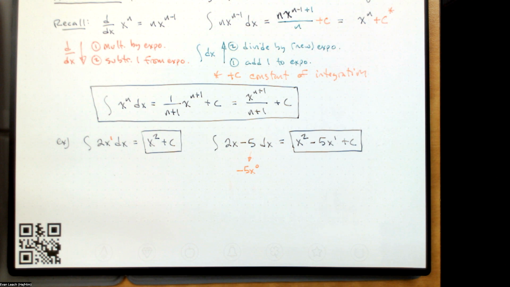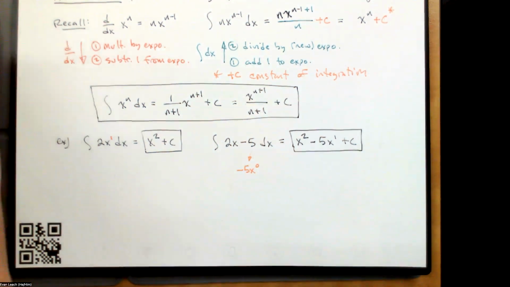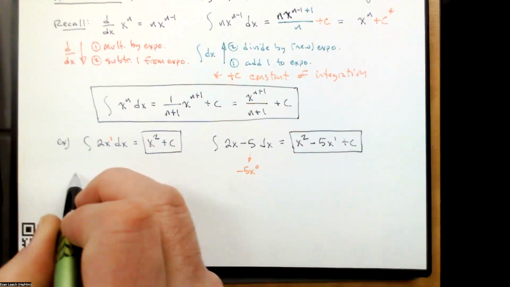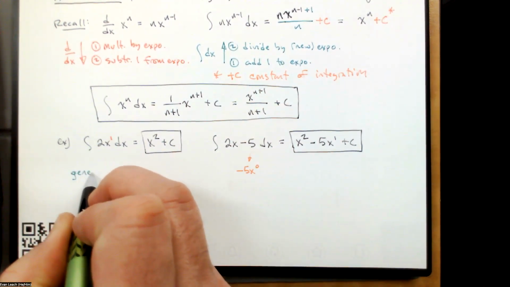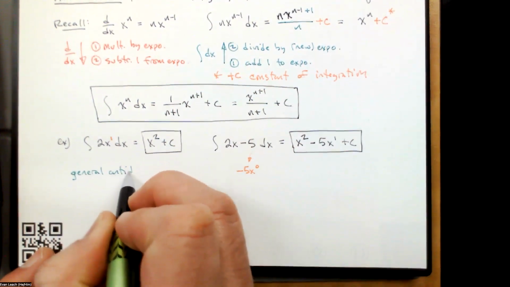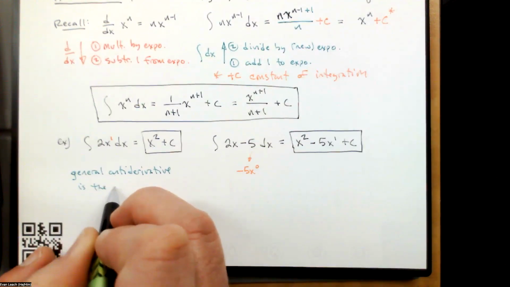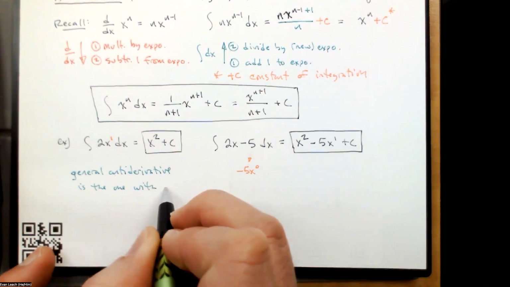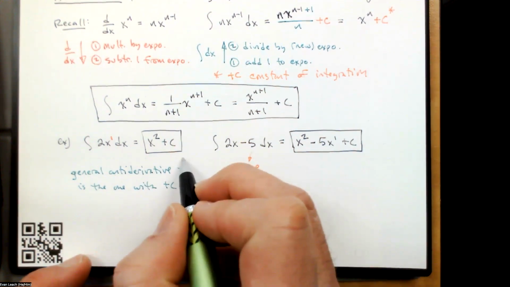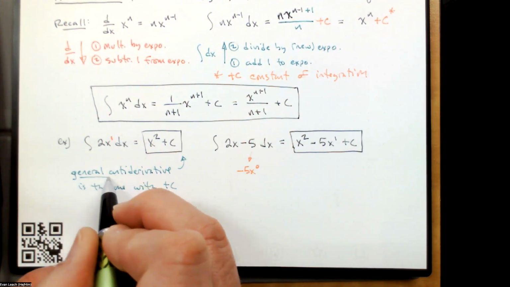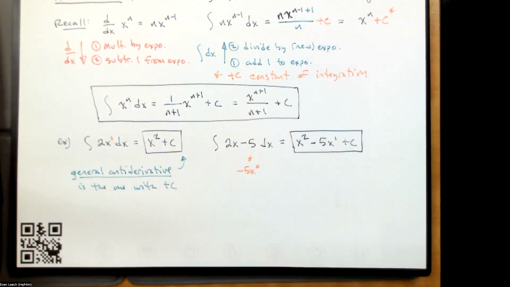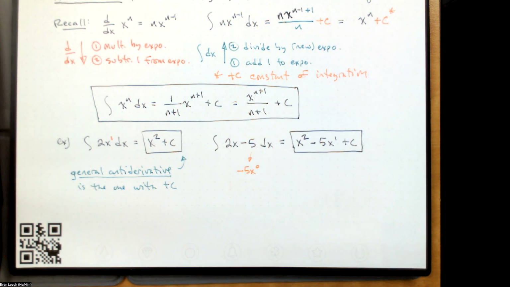The antiderivatives that we write with the plus c are called the general antiderivative. So the general antiderivative is the one with plus c. I might also refer to this as the indefinite integral.